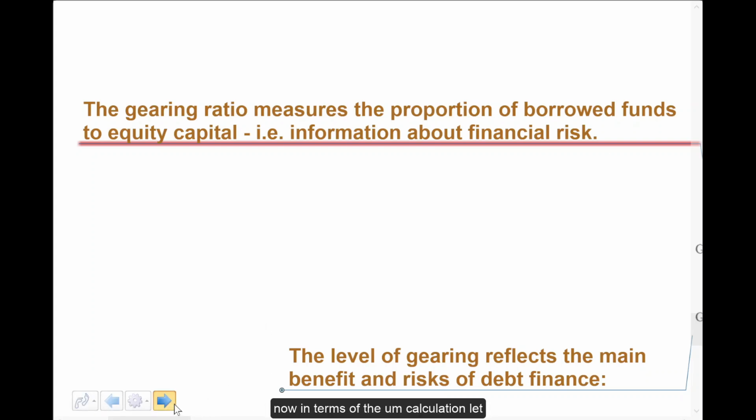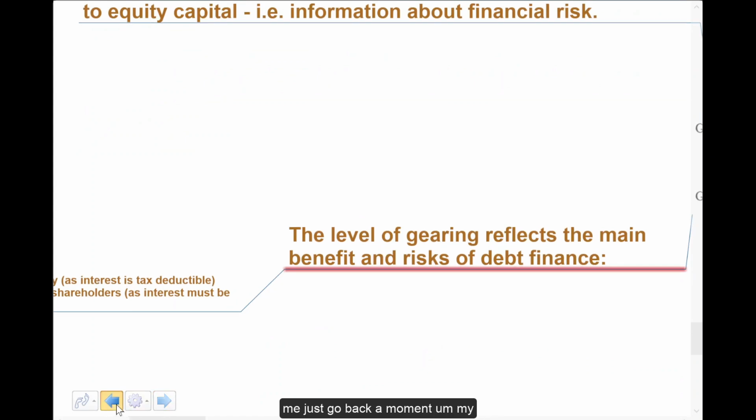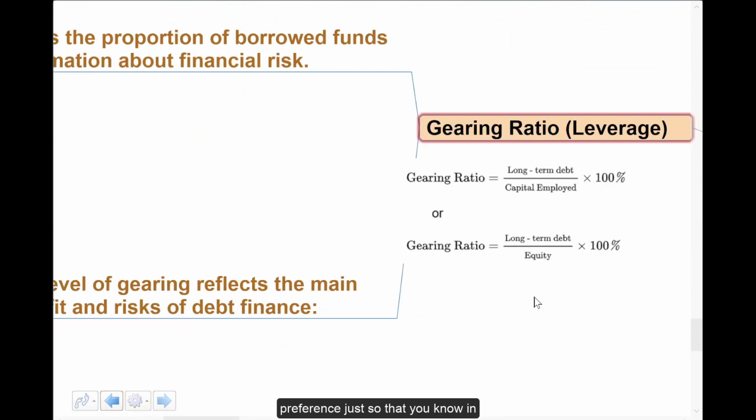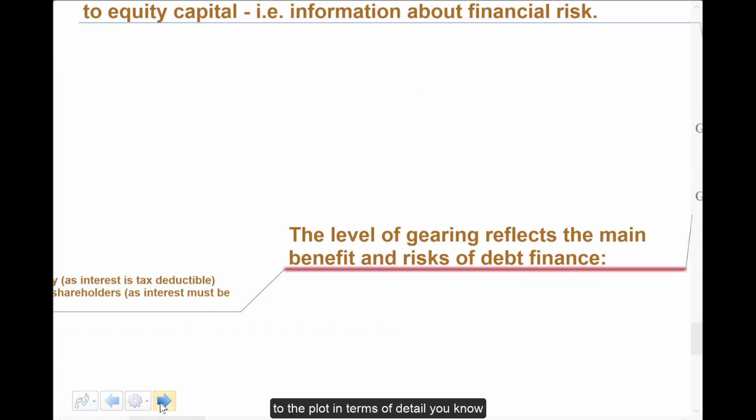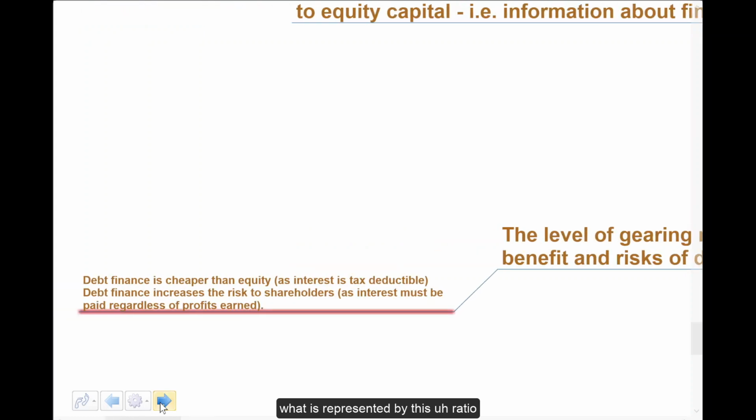Now, in terms of the calculation, let me just go back a moment. My preference, just so that you know, in terms of the calculation here, we can do either one. My preference here is really debt over equity because it's simple enough. We don't have to involve capital employed, and it's easier to find, I think, within a statement of financial position. So this would be the one I'd go for. It's up to you.